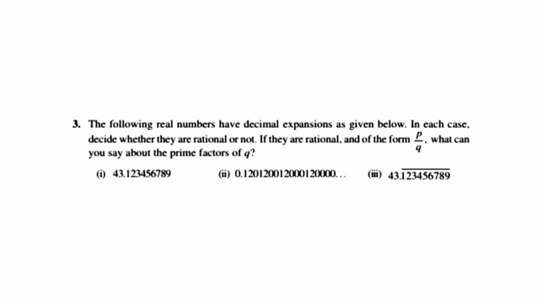Now we discuss exercise 1.4, third question. The following real numbers have decimal expansions as given below. In each case, decide whether they are rational or not. If they are rational and of the form p by q, what can you say about the prime factors of q? Observe the question here: as in the decimal expansion, it may be in p by q form. We write the prime factorization of q.